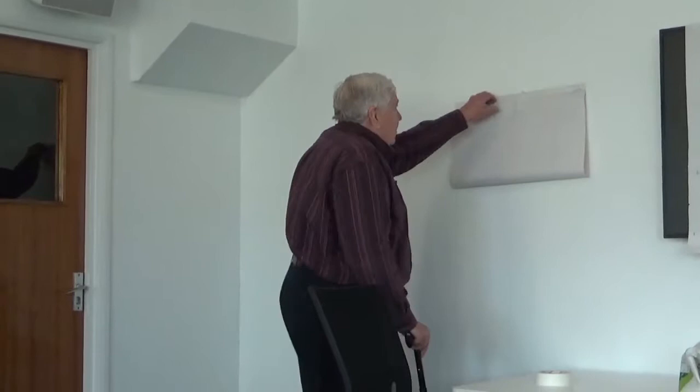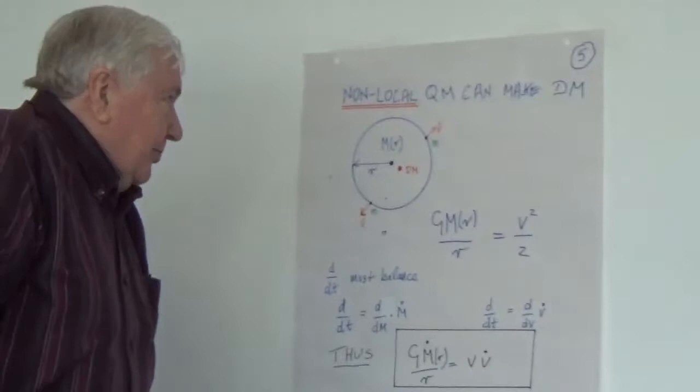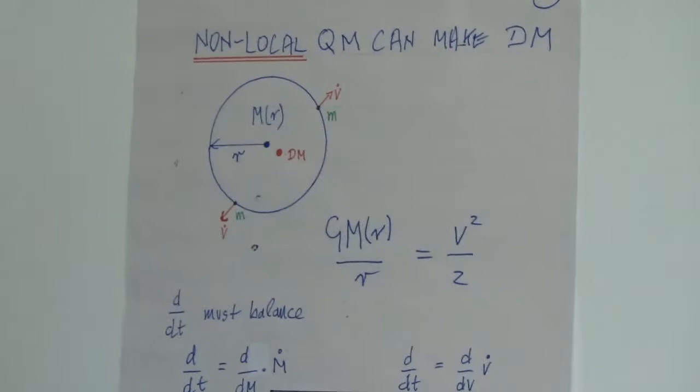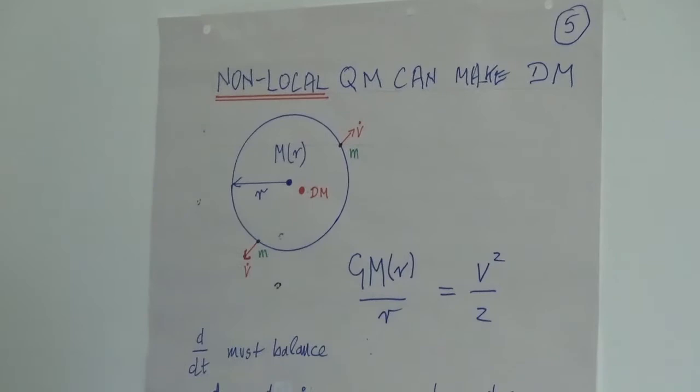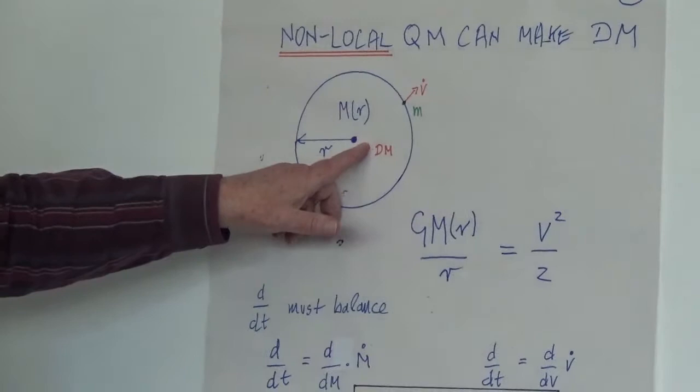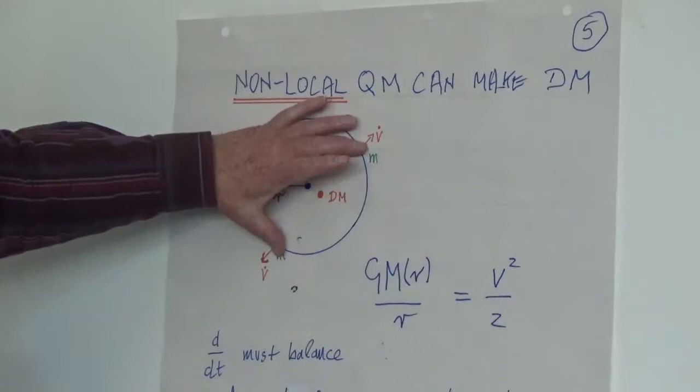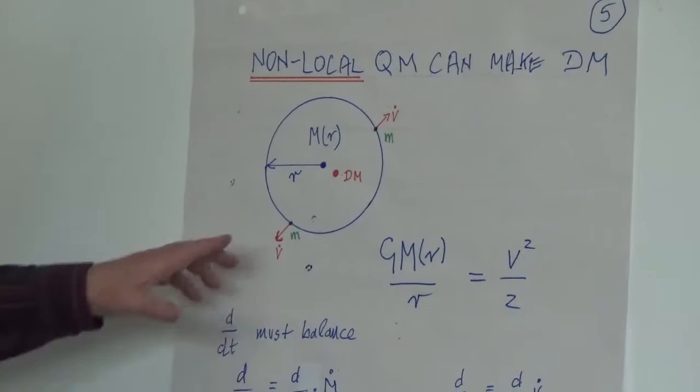So the idea is that perhaps it's just quantum mechanics. Perhaps non-locality in quantum mechanics is very important, and something like this is happening. If we make a lump of dark matter here, and then we accelerate two bits of matter in opposite directions, you could just do one, but it'd be nice to do a pair. It's a three-body interaction. Then you can create cold dark matter.